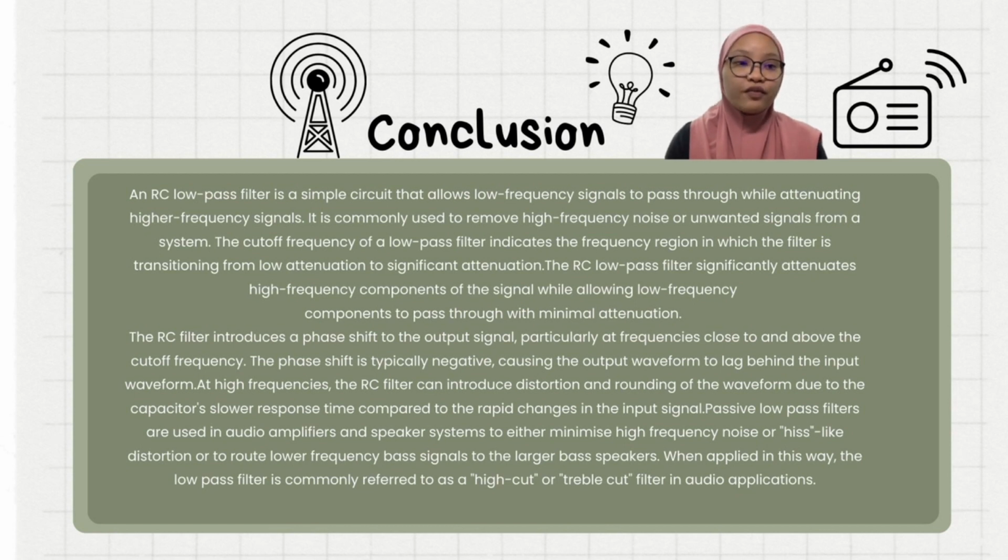Passive low-pass filters are used in audio amplifiers and speaker systems to either minimize high-frequency noise or hiss-like distortion, or to route lower frequency bass signals to the large bass speaker. When applied in this way, the low-pass filter is commonly referred to as a high-cut or treble-cut filter in audio application.